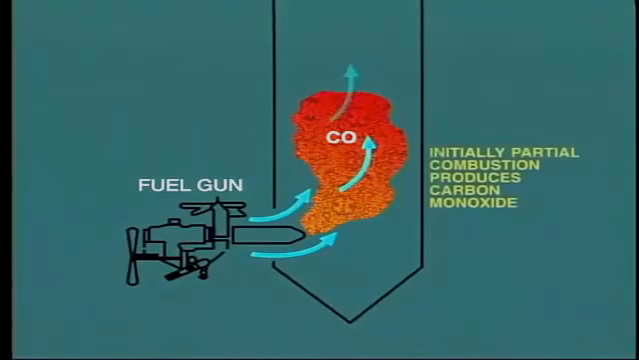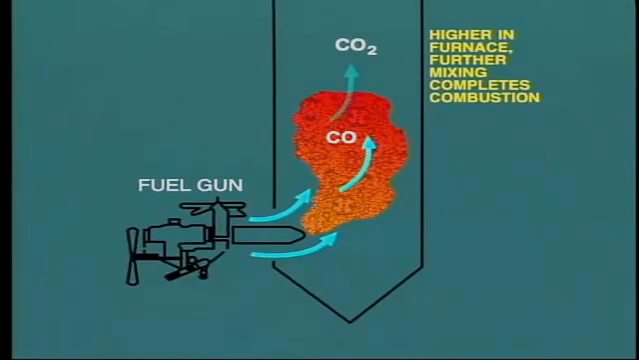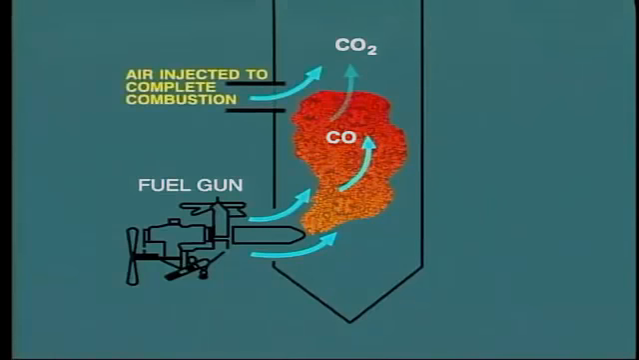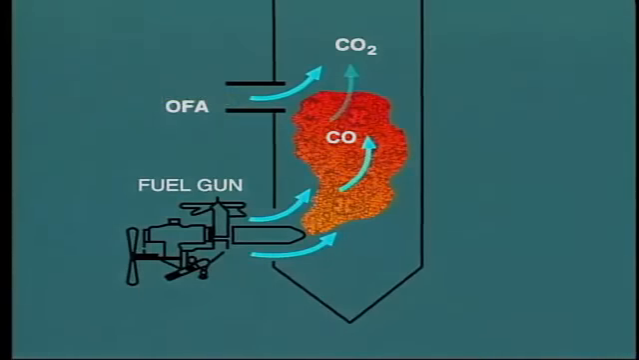Initially, only partial combustion takes place, often forming carbon monoxide. Later, as the gas passes higher into the furnace, further mixing with air provides complete combustion. In fact, in many boilers, a portion of the combustion air is injected at a point higher in the furnace in order to assist in completion of the combustion process. This air is generally known as overfire air, or OFA.